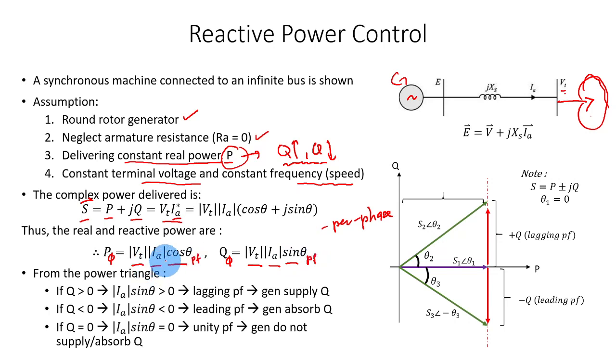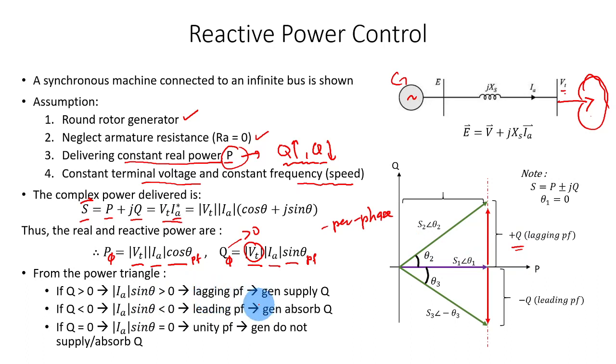Okay, so from this power factor triangle that I have shown you before, you can see that if Q is greater than 0, then IA sine theta must also be greater than 0, because V here is always greater than 0. You cannot have a negative voltage here, right? So here IA sine theta will always be greater than 0. So basically, if you have a Q greater than 0, then you have a lagging power factor.